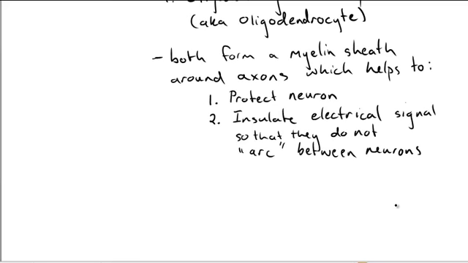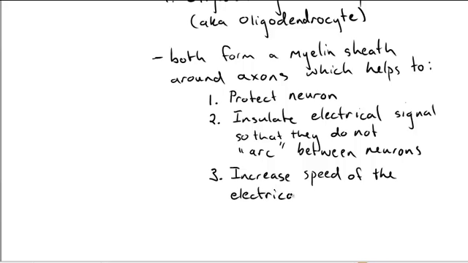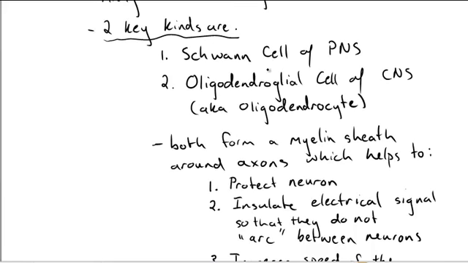And finally, myelin helps to increase the speed of the electrical signal. We'll discuss how that works when we discuss how the electrical signal is generated in neurons next day. So it increases speed of electrical signal. So 3 main functions of myelin, and myelin is the result of these Schwann cells and oligodendroglial cells.